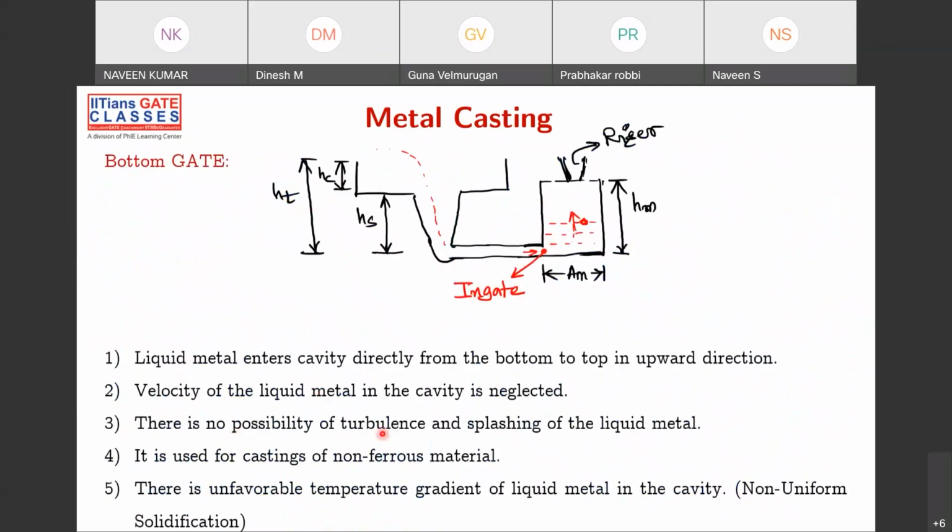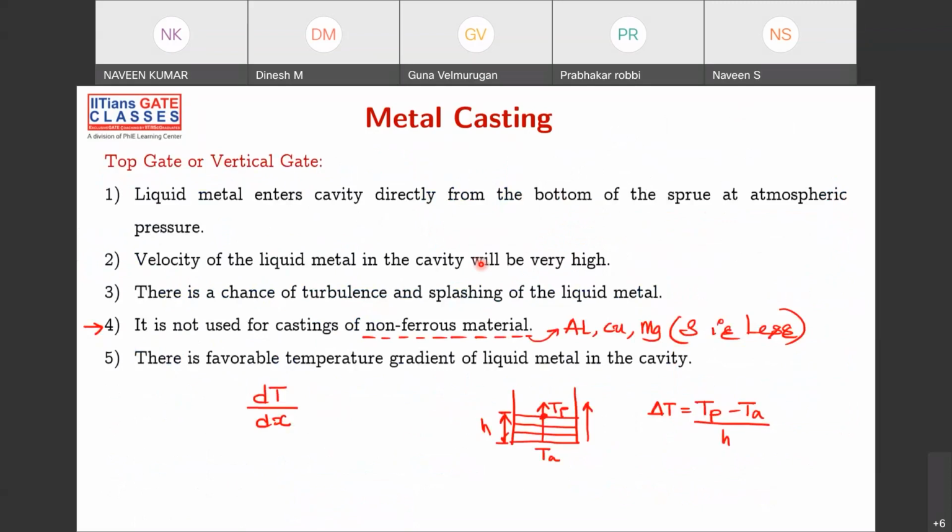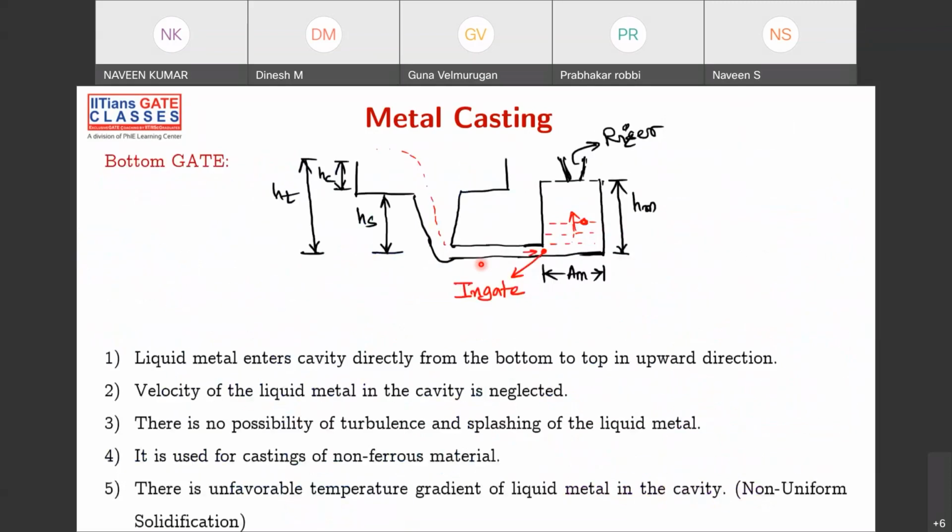And there is no possibility of turbulence or splashing. It is quite intuitive here. We can see clearly that there is no splashing occurring because it is filling from the bottom. It is used for non-ferrous materials, because we said that we can't use non-ferrous material in the other case. So where can we use it? We can use it here. This bottom gating is used for casting non-ferrous material.